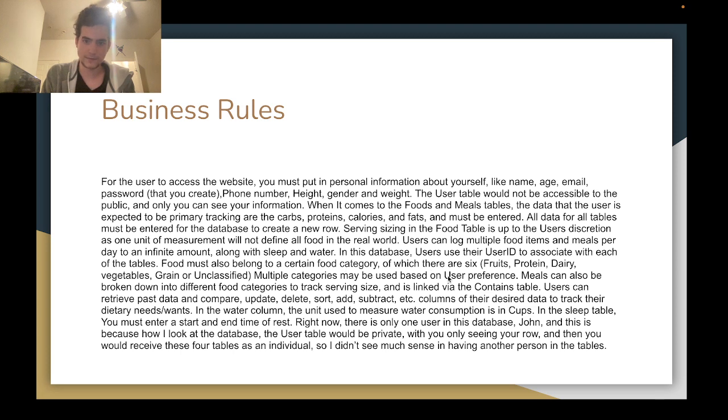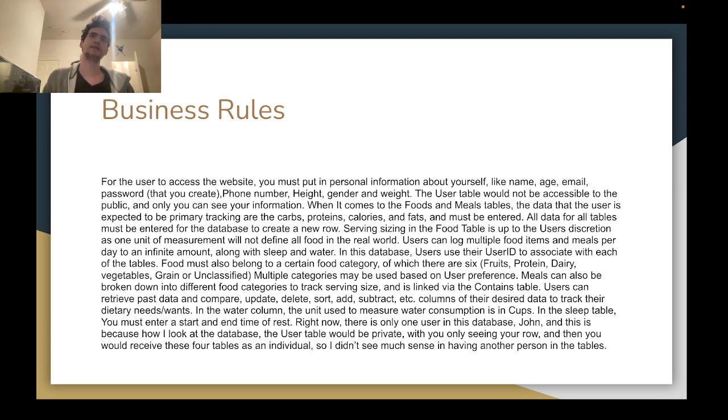It's also describing the food category, which is in the foods and meals table. We've got fruits, protein, dairy, vegetables, grain, or unclassified. The unclassified is used for foods that are harder to classify.